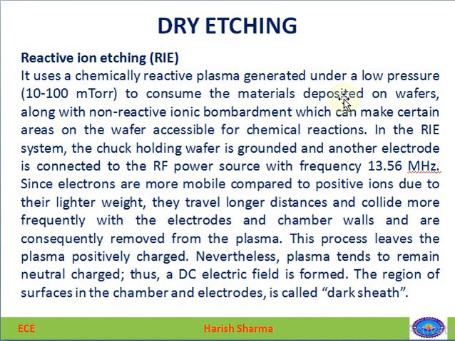Since electrons are more mobile compared to the positive ions due to their lighter weight, they travel longer distances and collide more frequently with the electrode and chamber wall, and are consequently removed from the plasma. This means in the plasma there are only neutral particles and positive ions. This process leaves the plasma positively charged only. Nevertheless, plasma tends to remain neutral in charge, thus a DC electric field is formed. The region between the plasma and the electrode is called the dark space.